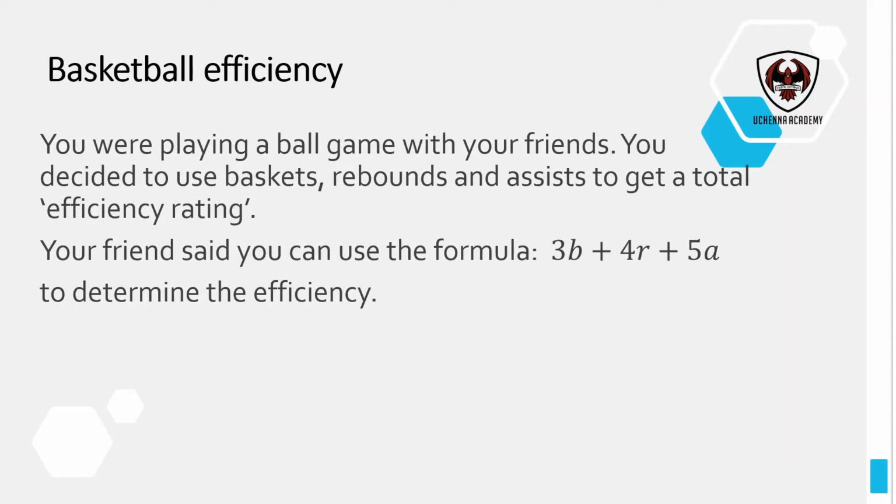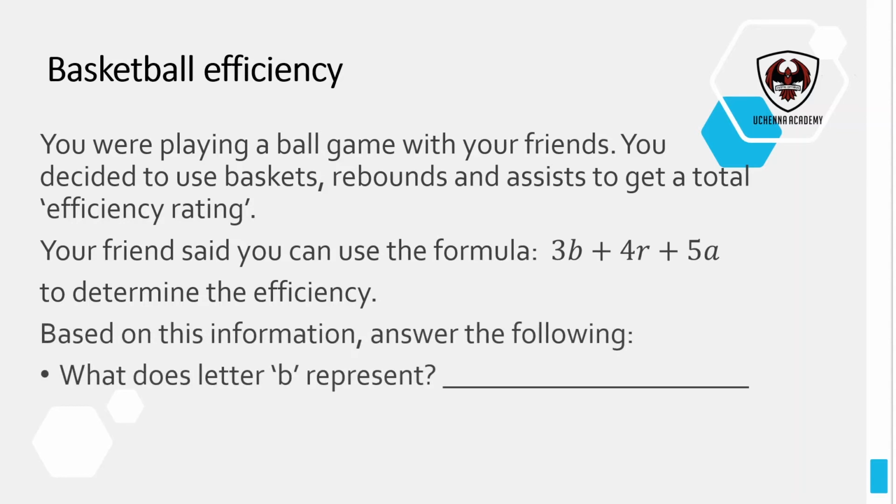So you were playing a basketball game with your friends. You decided to use baskets, rebounds, and assists to get a total efficiency rating. This is hypothetical. Your friend said you can use the formula 3b plus 4r plus 5a to determine the efficiency of each particular player. So based on this information, what does letter B represent here?